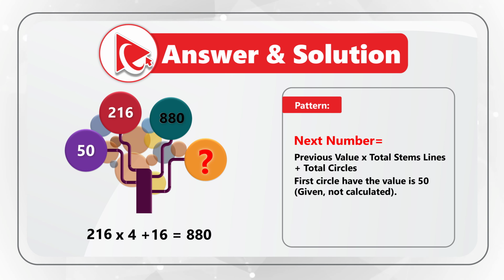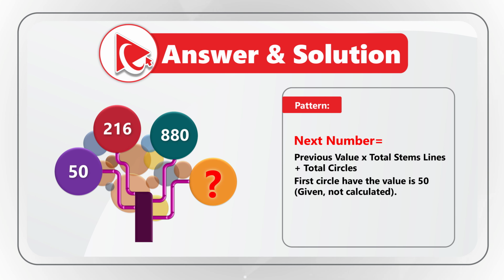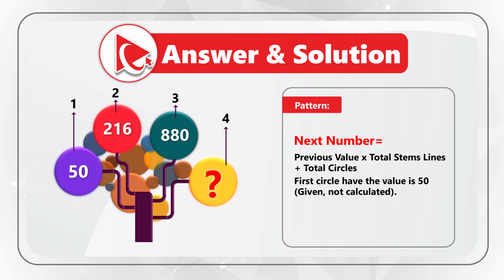Now you might be wondering what is 4 and where it came from and what is 16. The 4 is the number of stem lines in this structure. Let's count them. 1, 2, 3, and 4. And 16 is the total number of circles. If you count them, you see 4 circles on the forefront, the ones that have a number and the missing number. And then there are also 12 circles in the background. Now we have all of this information and we can calculate the missing number.